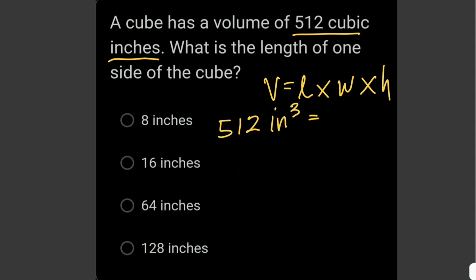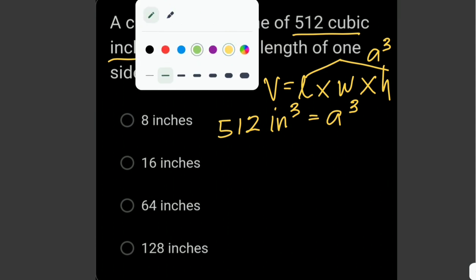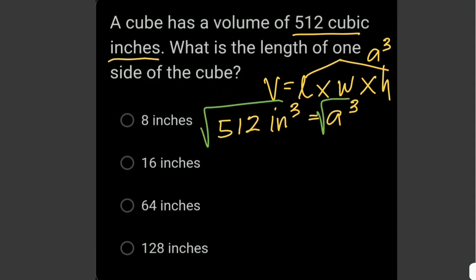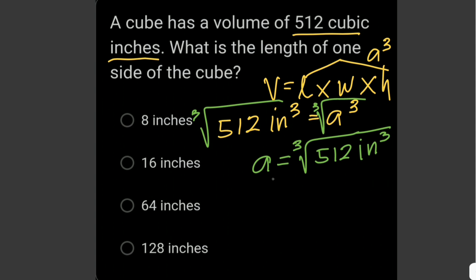So let's say length times width times height is just equivalent to a cubed. Alright, so this is a cube. Then we get the cube root of both sides. And the cube root of a cubed is just equivalent to a. And then we get the cube root of 512 cubic inches. A here is the length or width or height.